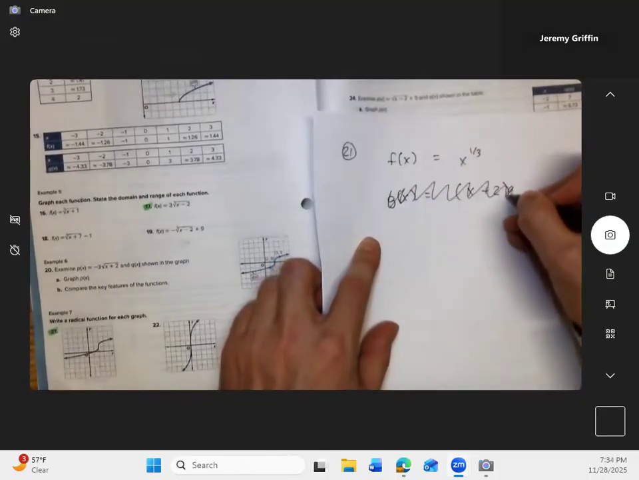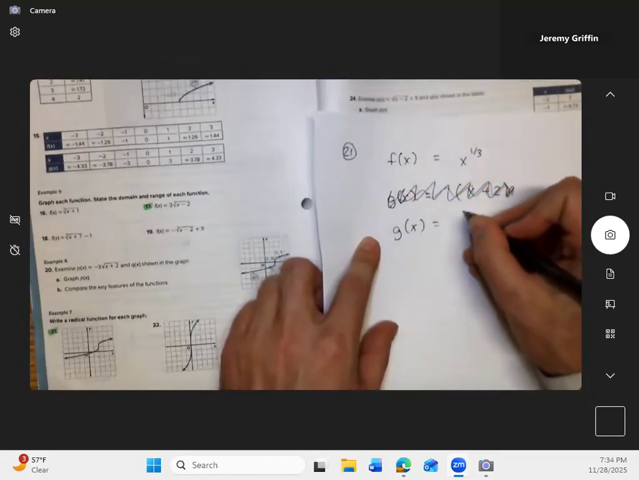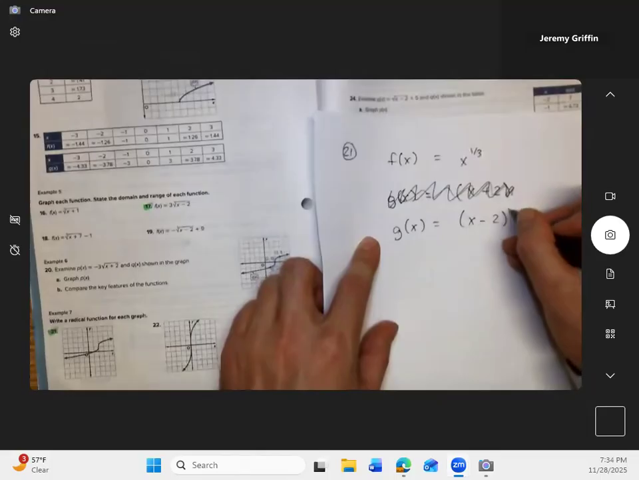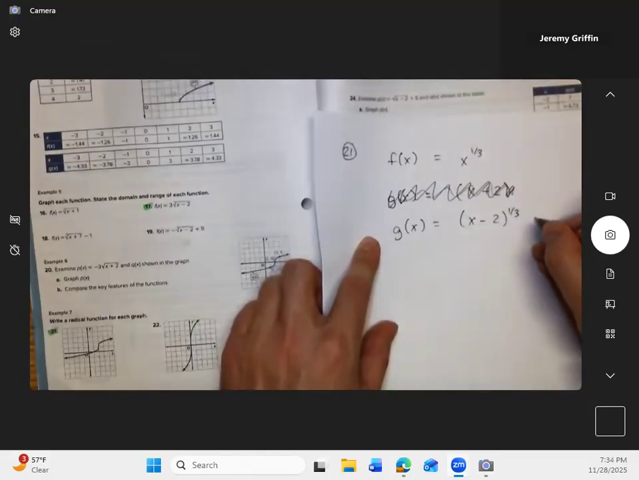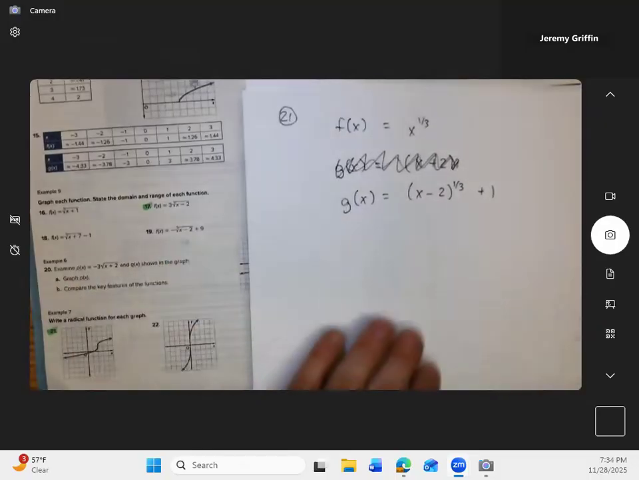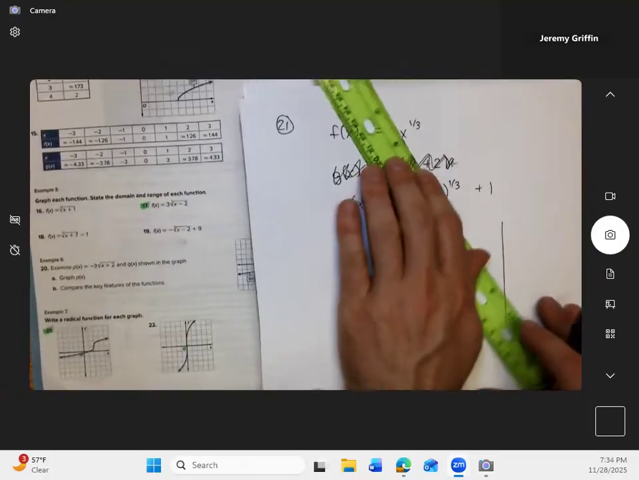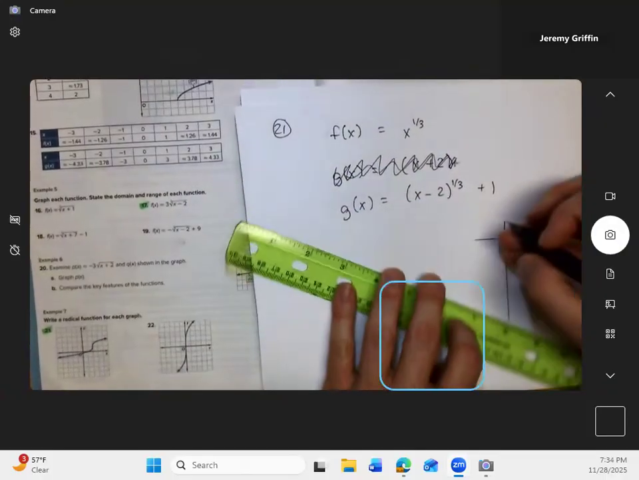See, that's the non-intuitive one. You got me. Right, so x minus two, raised to the 1/3. And then up one, I'll do plus one. Okay. That should be it right there. Right. So here I'll check a few points and I'll see if it aligns with that graph.